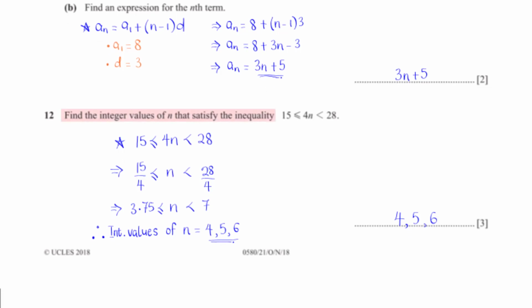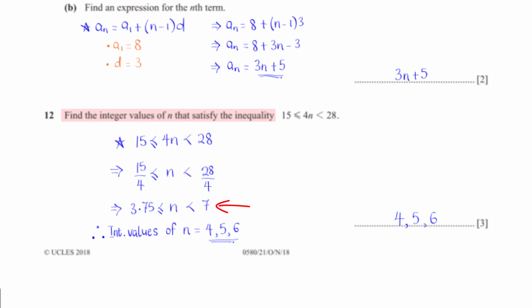Find the integer values of n that satisfy the inequality, for n is greater than or equal to 15 and less than 28. When we divide through the inequality by 4, we have n is greater than or equal to 15 over 4 and less than 28 over 4.